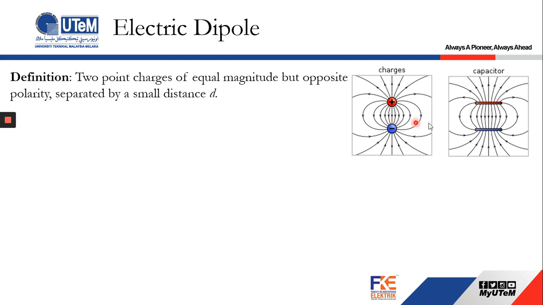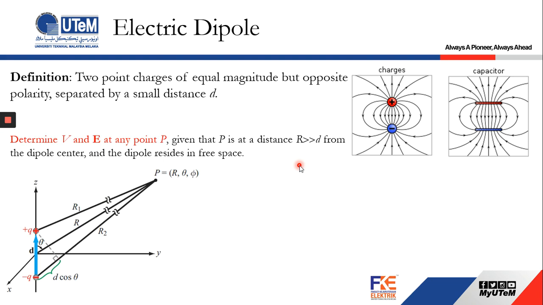So when we look at a capacitor, capacitors are basically two plates which are separated by an insulator in the middle. So basically capacitors are dipoles as well. So we will use the knowledge on electric dipoles later to analyze the characteristics of capacitors. So now first let's derive.